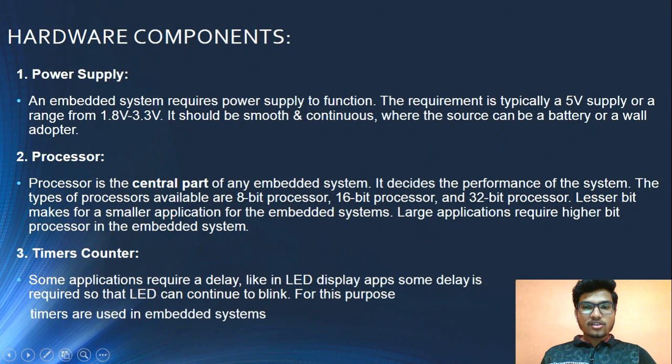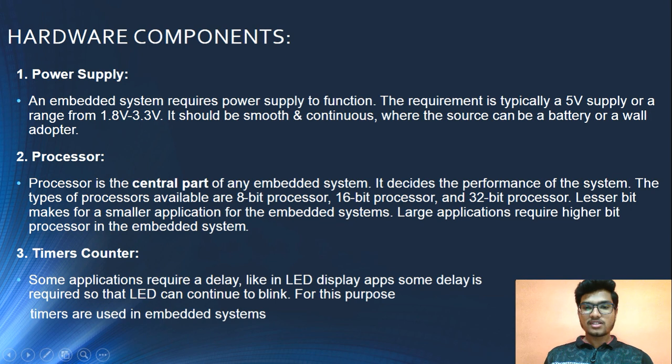So coming to the next topic, hardware components of an embedded system. It consists of power supply, processor, timer counters, memory, the communication port, and circuits used in apps. Coming to the first one, power supply. An embedded system requires power supply to function. It's not only the embedded system, but every electronic gadget requires power supply to function. The embedded system typically requires a 5-volt power supply or a power supply that ranges from 1.8 volts to 3.3 volts. It should lie in this range for the smooth and continuous functioning of the embedded system, where the source can be a battery or a wall adapter.